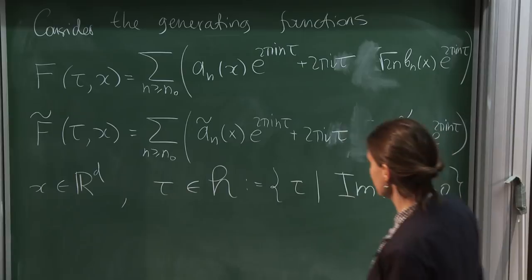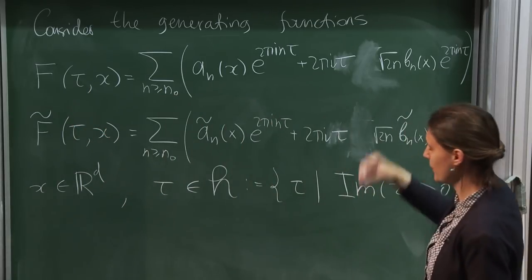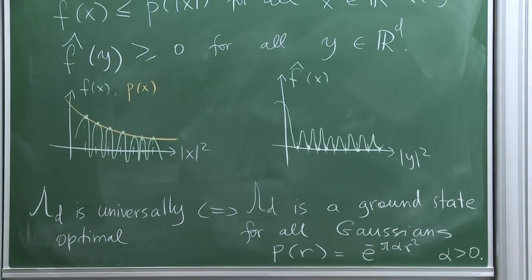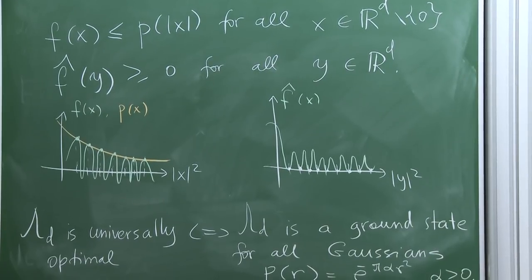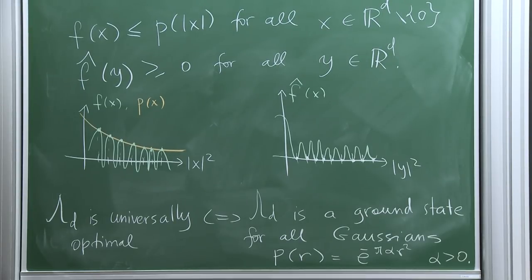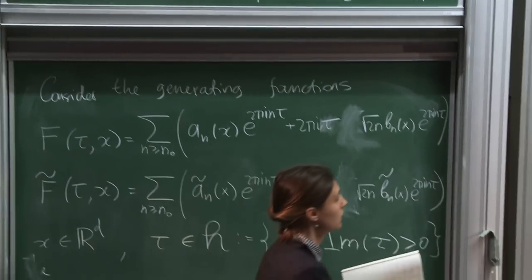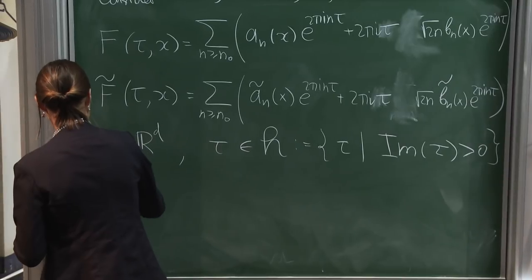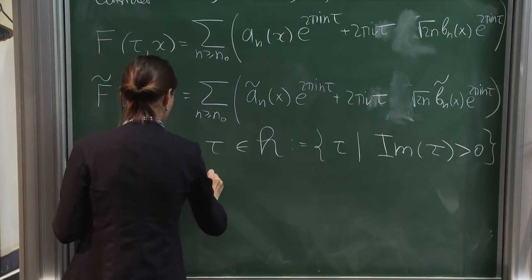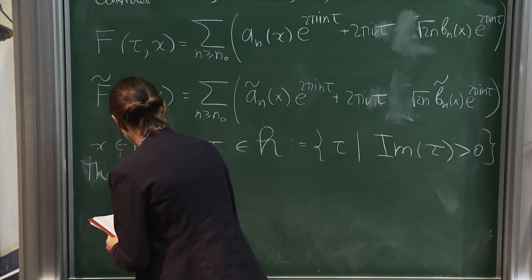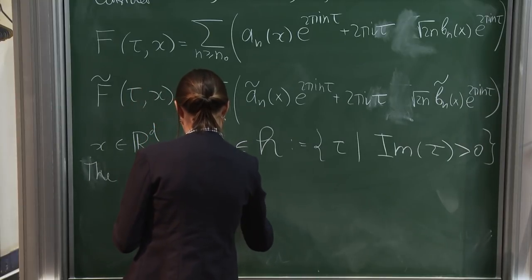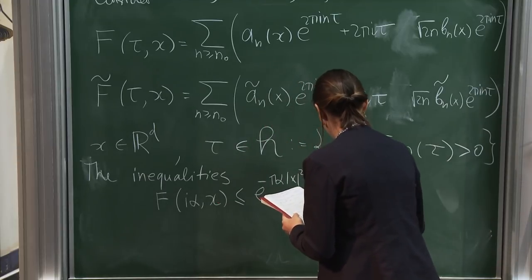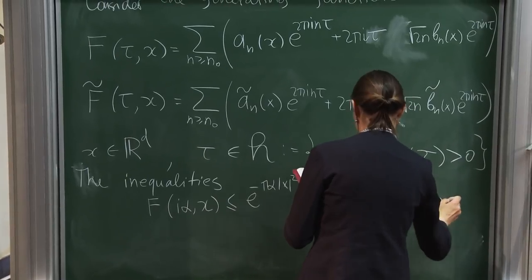And so now what we see is that if we substitute tau to be i times alpha, a purely imaginary number, then we get the function which we had before. This will be the auxiliary function for the Gaussian with parameter alpha. So now the inequalities: capital F of i alpha, x is smaller than or equal to e to the minus pi alpha x squared for all positive real alpha and all x in the Euclidean space.